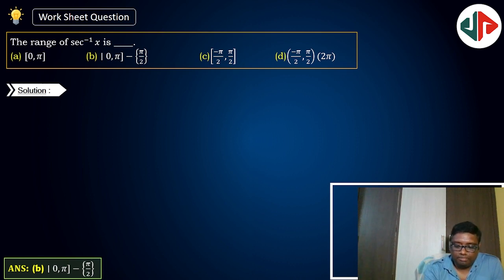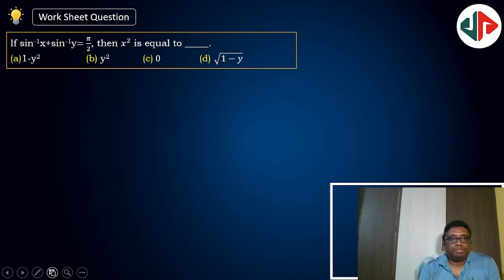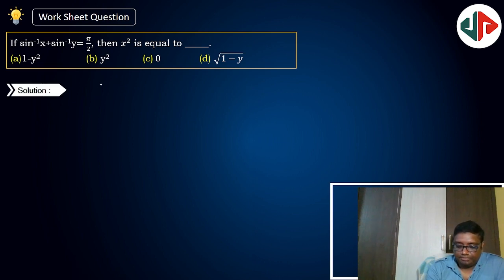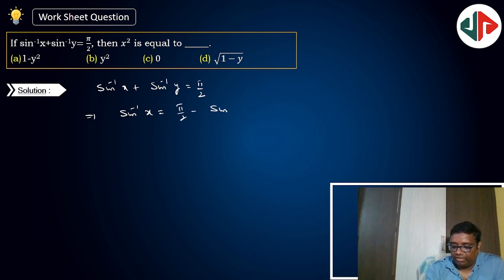Sine inverse of x plus sine inverse of y is equal to pi by 2. Then what is the value of x square? Directly, we can suppose this as sine inverse of x plus sine inverse of y is equal to pi by 2. Can we rewrite this as sine inverse of x is equal to pi by 2 minus sine inverse of y? It is nothing but cos inverse of y only.